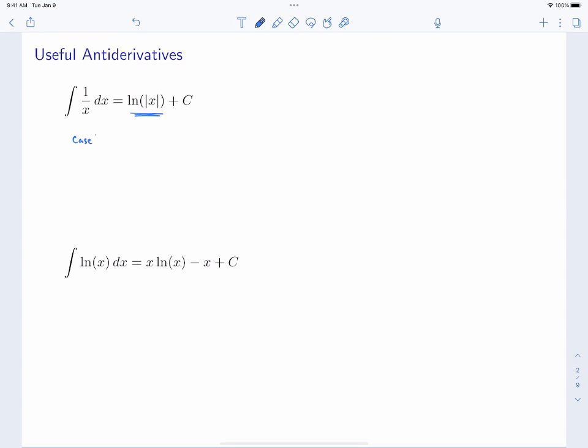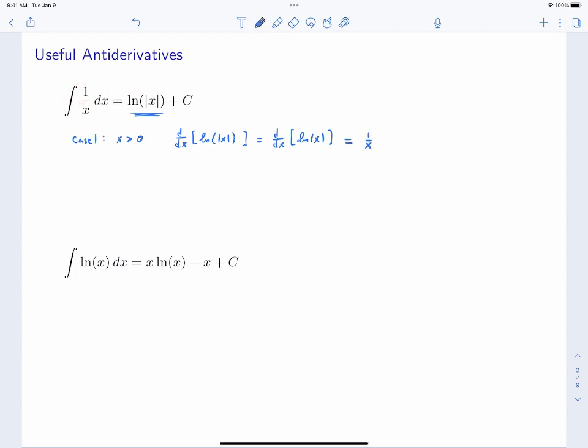So case 1 is going to be where x is positive. Now in this case, ln of the absolute value of x is just ln of x. So if we differentiate ln of the absolute value of x, that's going to just be the same thing as the derivative with respect to x of ln of x. If we differentiate the plus c, of course, the derivative of a constant is 0. So we're just going to differentiate ln of absolute value of x. But if x is positive, absolute value of x is just x. And the derivative of ln of x is equal to 1 over x, which is exactly what we claimed.